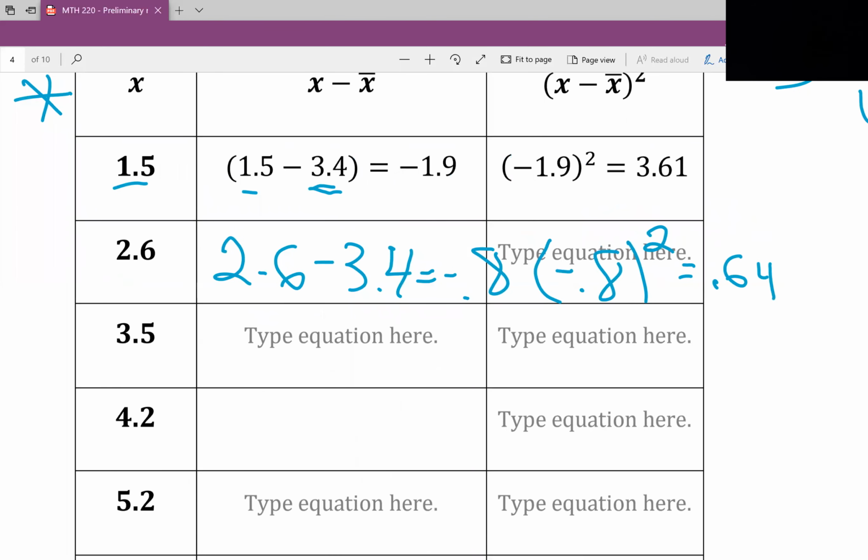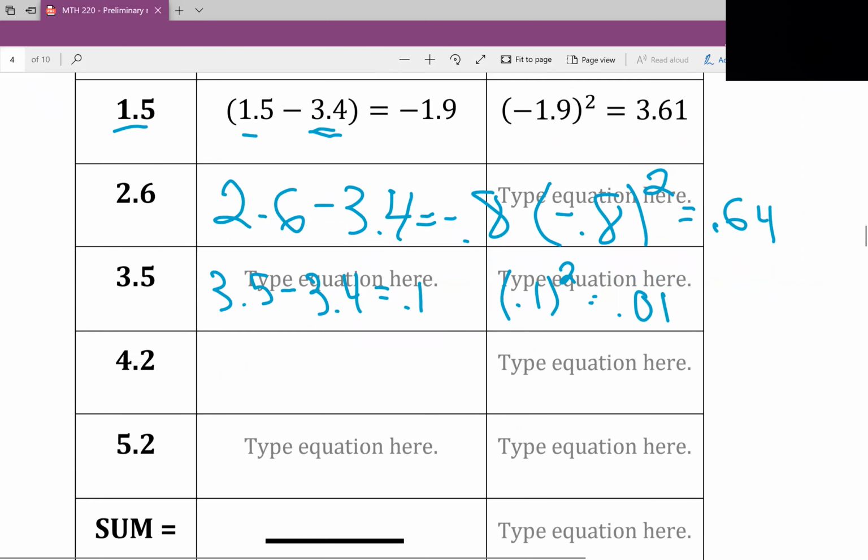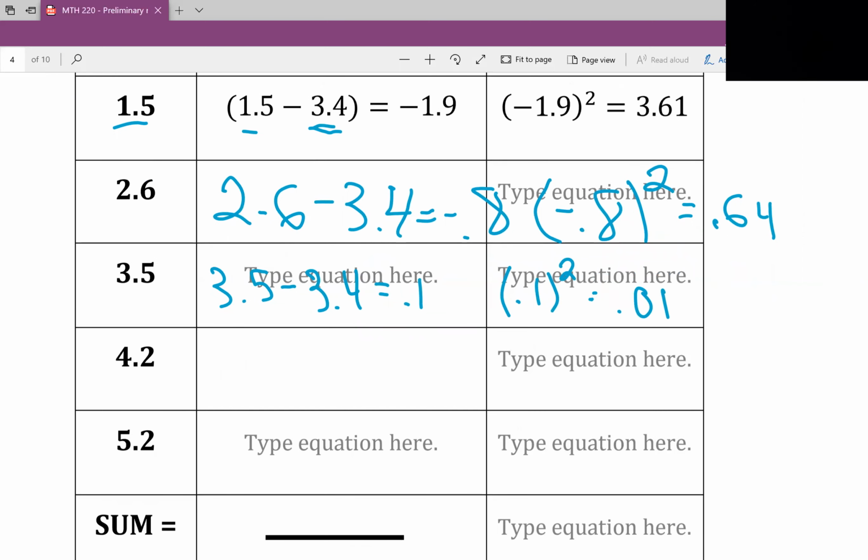Okay, so first I'm going to take 3.5 and subtract 3.4, and that's going to give me 0.1. Then in this box, I'm going to take 0.1, square it, type it in my calculator, and it gives me 0.01. All right, you're going to do that for 4.2 and 5.2, and you should get 0.8 here. When you square 0.8, you get 0.64, and you should get 0.18 here. Square it, get 3.24.